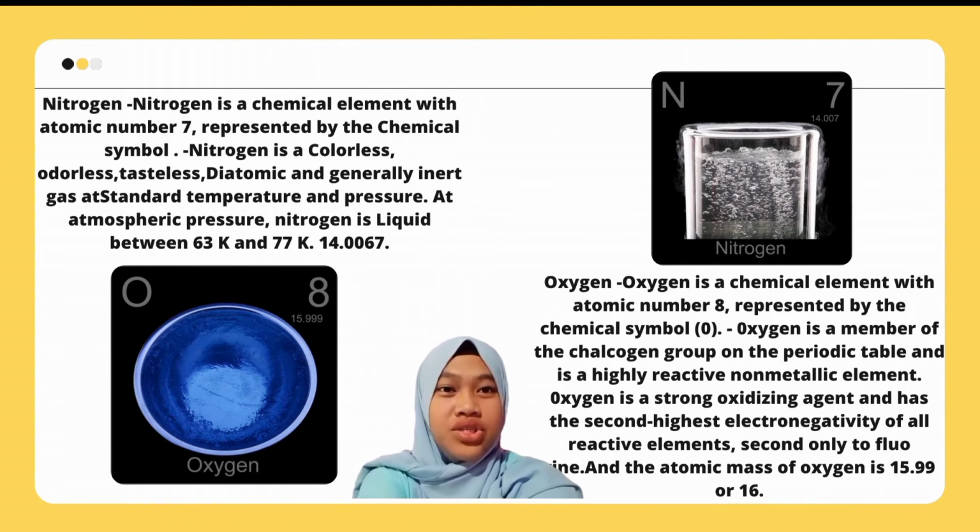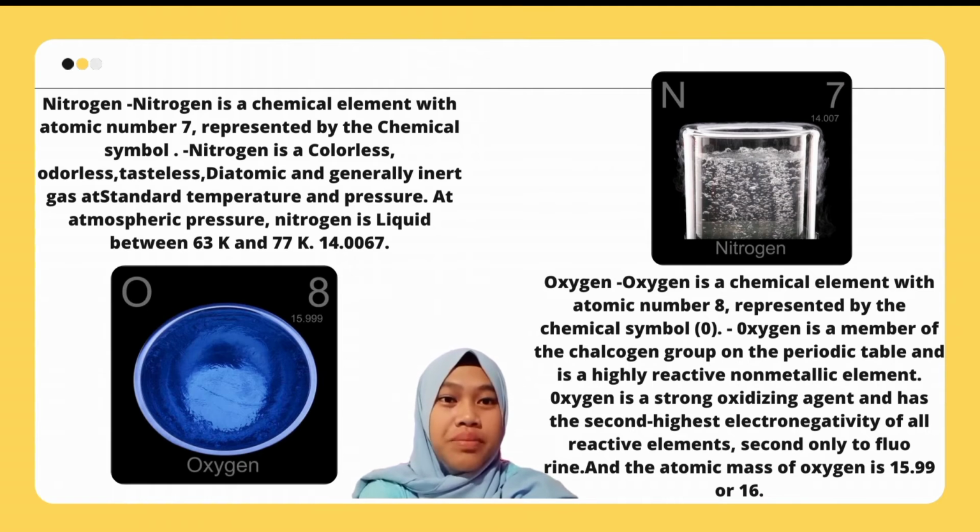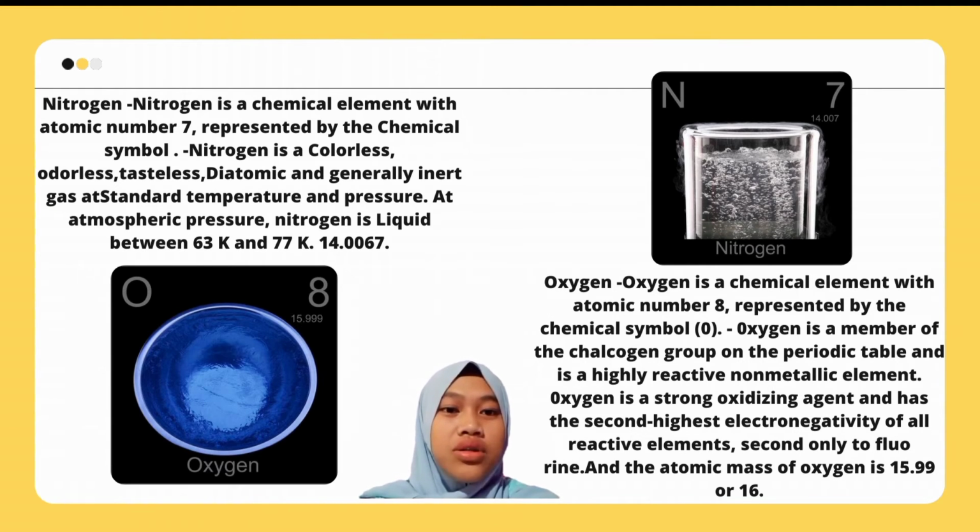Oxygen. Oxygen is a chemical element with atomic number 8, represented by the chemical symbol O. Oxygen is a member of the chalcogen group on the periodic table and is a highly reactive nonmetallic element. Oxygen is a strong oxidizing agent and has the second highest electronegativity of all reactive elements, second only to fluorine, and the atomic mass of oxygen is 15.99 or 16.